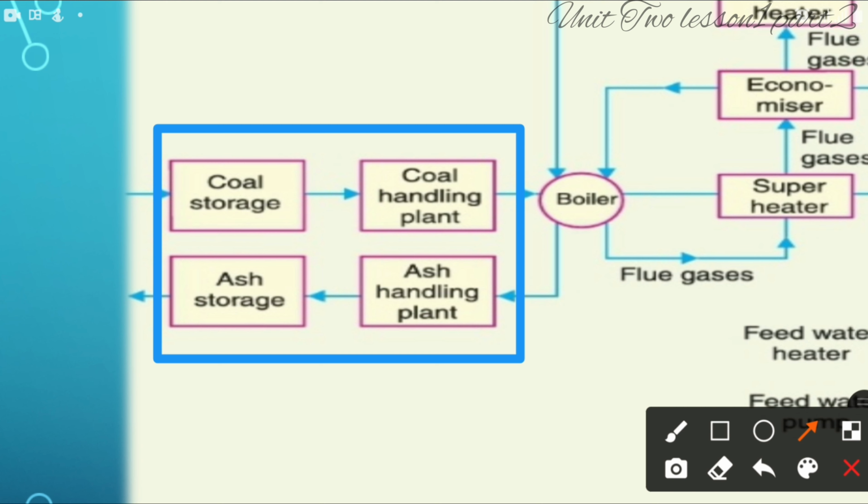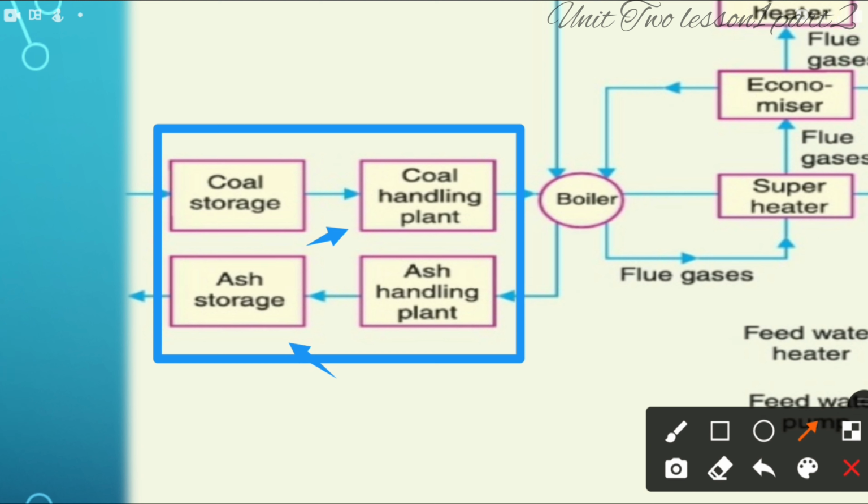plant. Then from coal storage plant, the coal is delivered to coal handling plant, where it's pulverized. Pulverization is done to crush the coal into smaller pieces, and this will increase its surface exposure. Then the pulverized coal is fed to the boiler. The coal is burned in boiler and the ash produced after the complete combustion of coal is removed to the ash handling plant and then delivered to the ash storage plant for disposal.